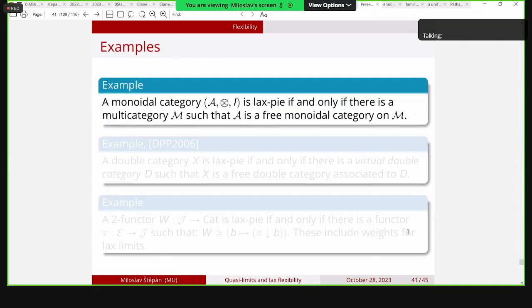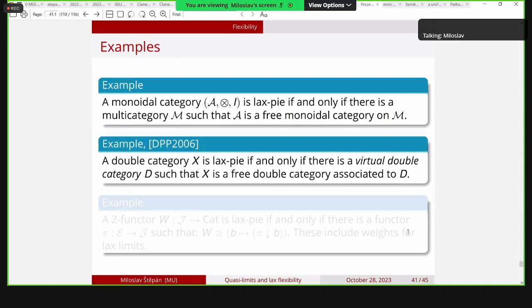For example, a monoidal category A is lax pi if and only if there is some underlying multi-category M such that A is a free monoidal category on M. And you can do the same for the two-monad whose algebras are double categories. A double category X is lax pi if and only if there is an underlying virtual double category D such that X is the free double category associated to D. This is a special case of what Dawson, Paré, and Pronk have been studying in the paper, Paths in Double Categories.